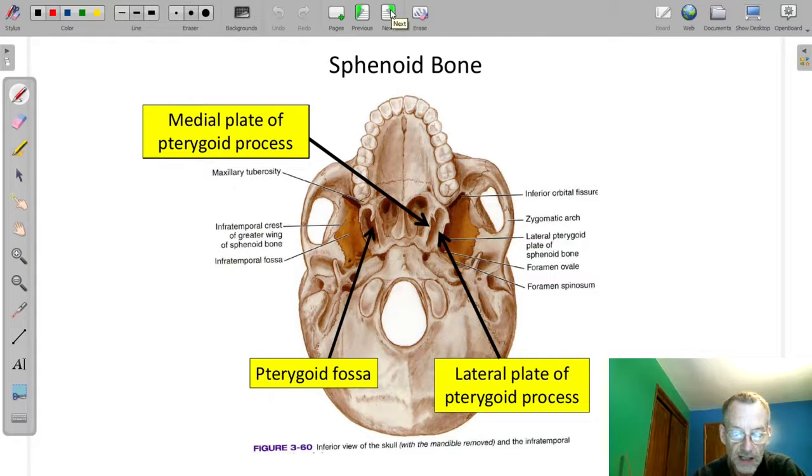Inferior view, and here are the pterygoid processes again. And there is a lateral plate on the left, and there is a medial plate on the right, and there's a pterygoid fossa in between. So remember what bone the pterygoid processes are a feature of. This whole entire lecture segment is on the sphenoid bone. So everything that we're talking about is a feature of the sphenoid. And on the pterygoid processes we will hang muscles for mastication.